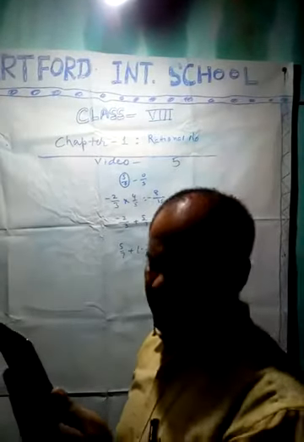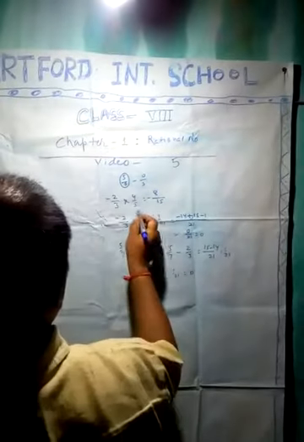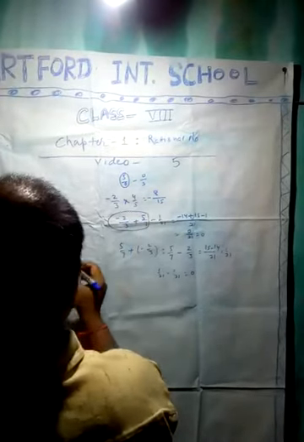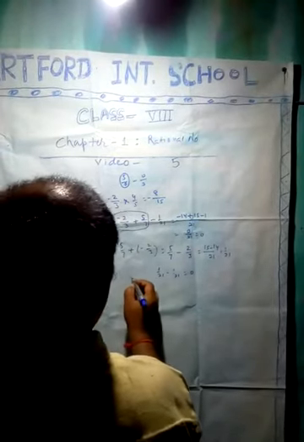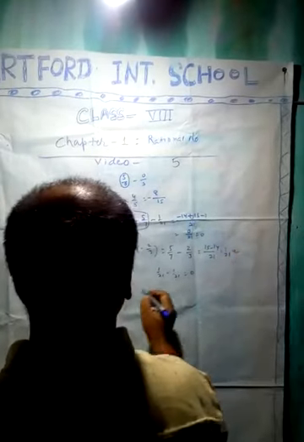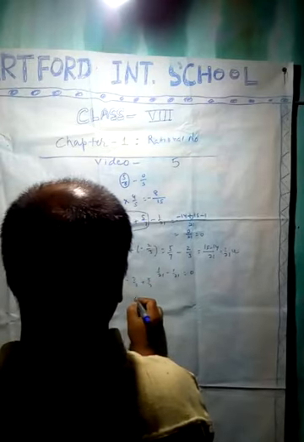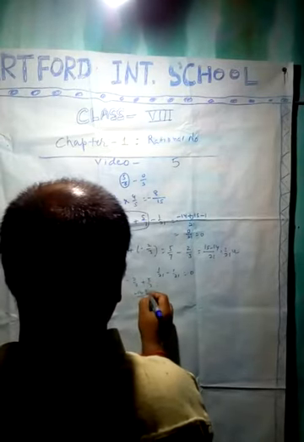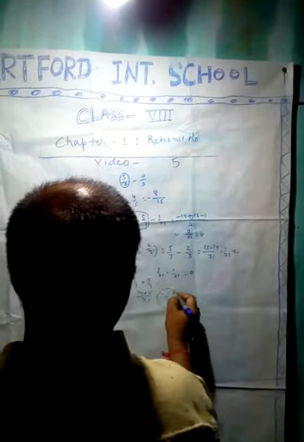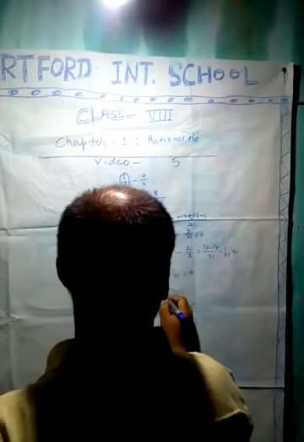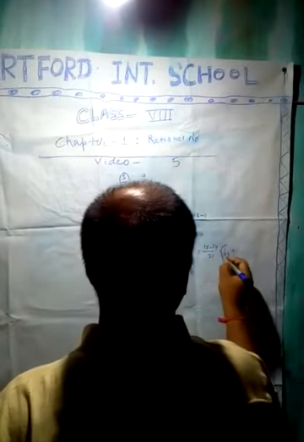We say that the addition is commutative for rational numbers. Here for this one, minus 2 by 3 plus 5 by 7 is equal to 1 by 21, and 5 by 7 plus minus 2 by 3 is equal to 15 minus 14 by 21, which is 1 by 21.